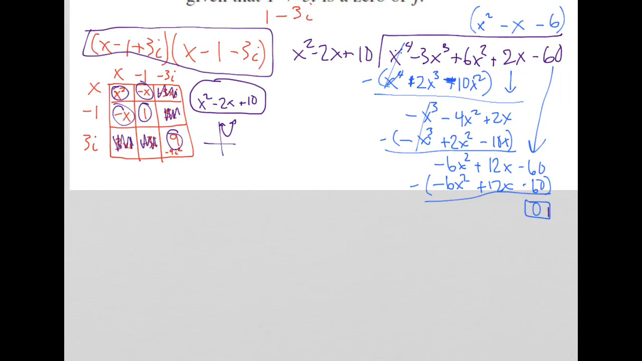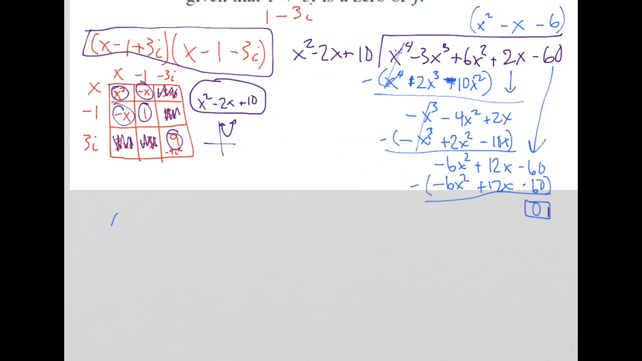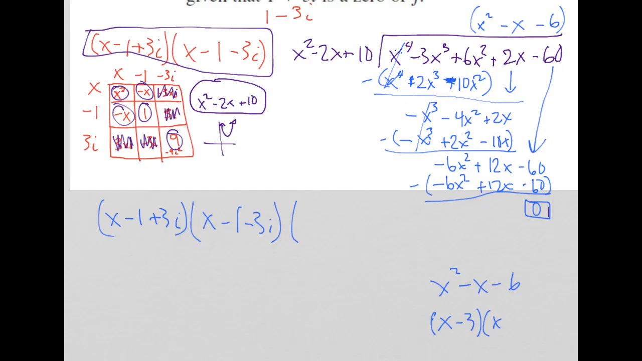So I know that this is going to factor as x minus 1 plus 3i times x minus 1 minus 3i times, now I'm going to factor that answer there, that x squared minus x minus 6. Well, that's going to factor as x minus 3, x plus 2. So those are my additional two factors, x minus 3 and x plus 2.